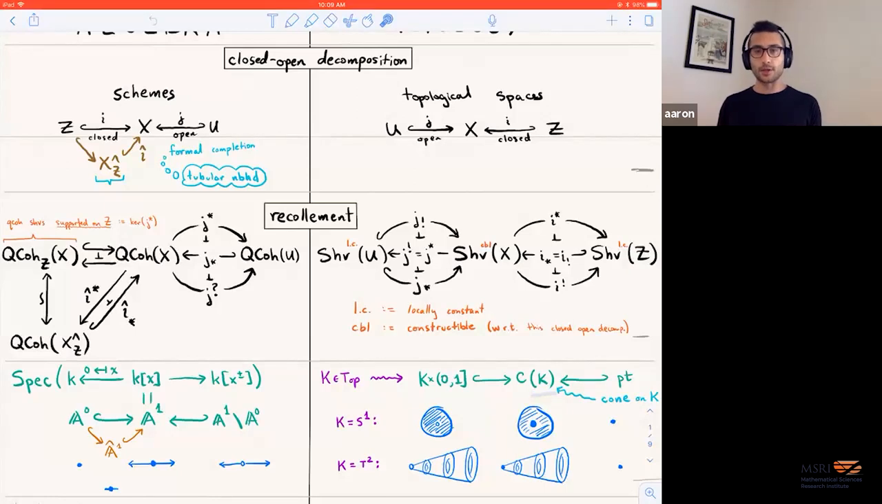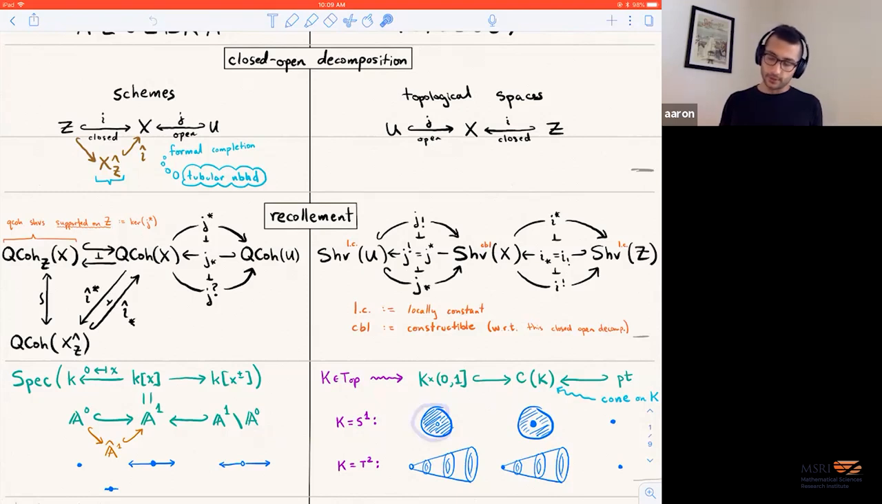Well, the closed open decomposition that I'll consider is where the closed is just the cone point. So if I take the circle, then I'm talking about the closed two disk, and the open complement is the closed two disk with its origin removed.